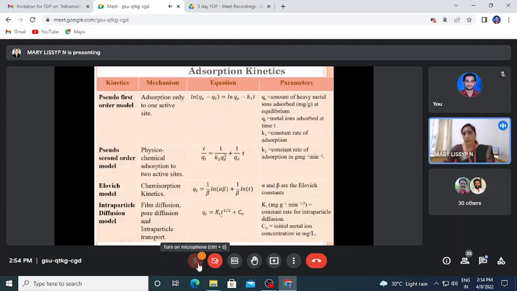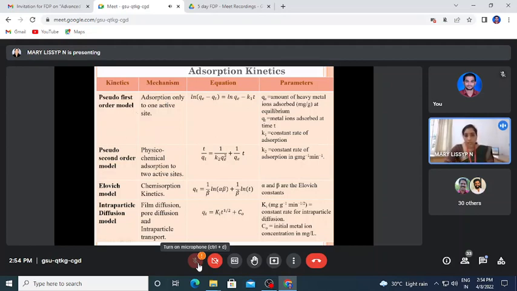You can see here the kinetic study which we have done. There are different models like the pseudo first order model, second order model, Elovich model, and intraparticle diffusion model. In the pseudo first order model, the adsorption is taking place only on one active site. Many binding sites will be available in the particle when you consider the nanocomposite, but whether it is happening only on one active site, that is the pseudo first order model.